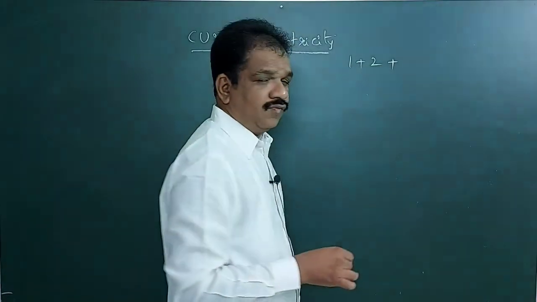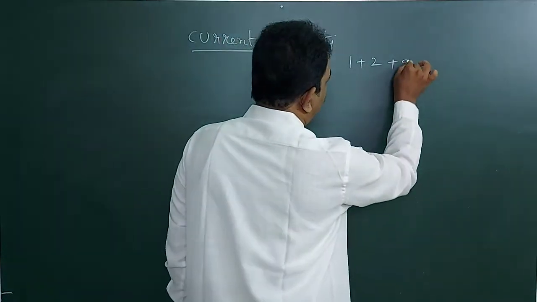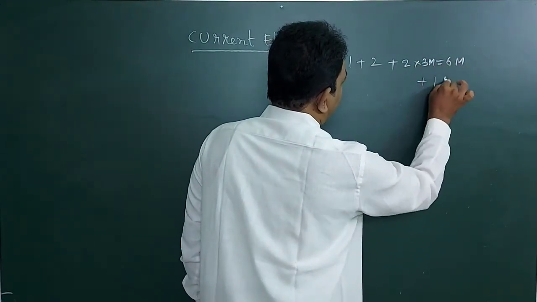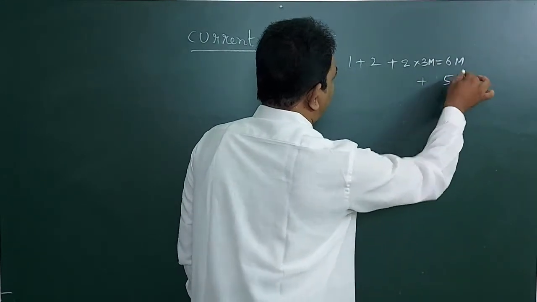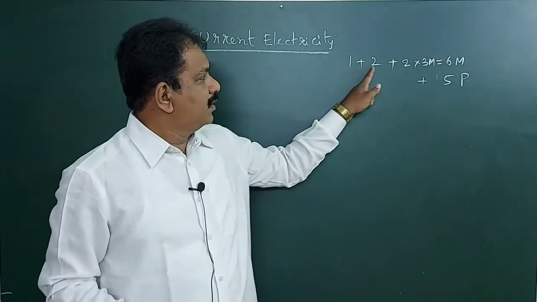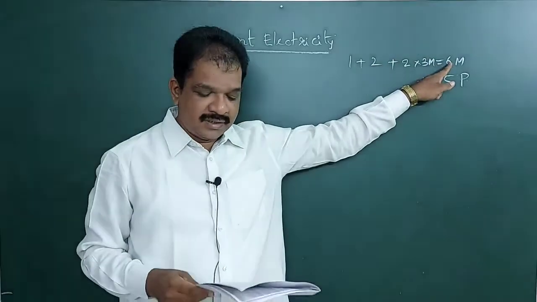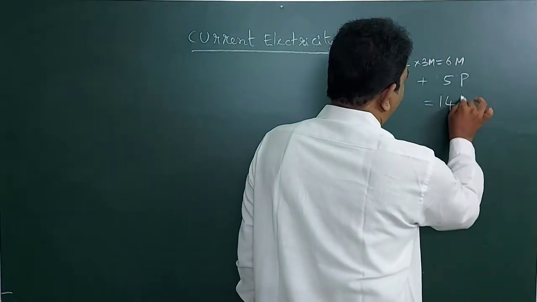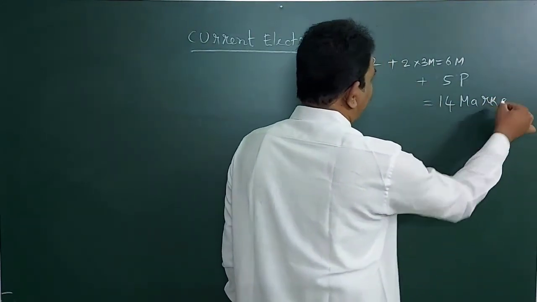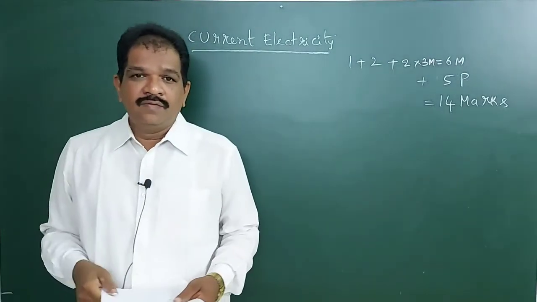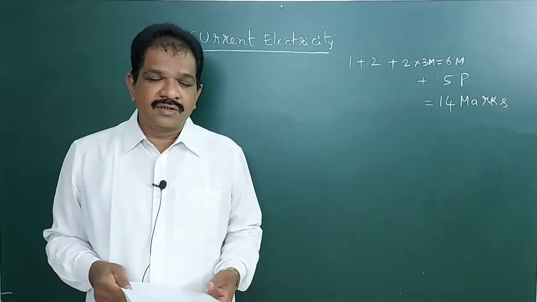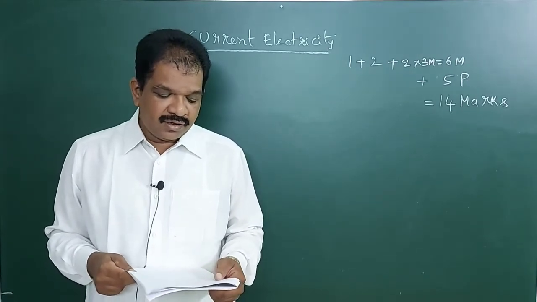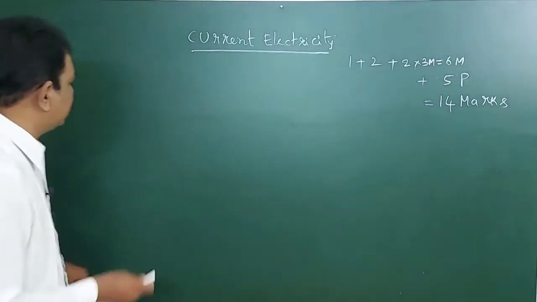2 marks questions will come, 3 marks questions will come, and 5 marks problem will come. Okay. 1 plus 2 is 3, 3 plus 6 is 9, 9 plus 5 is 14. Totally 14 marks will come from this chapter. We will discuss the 1 mark questions initially. What are the important 1 mark questions? We will discuss. First of all, define current density.